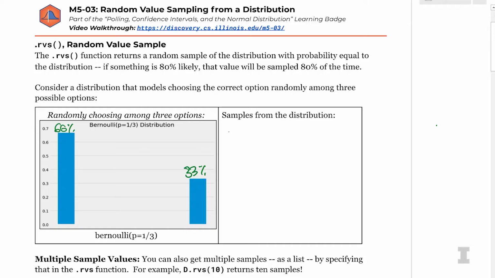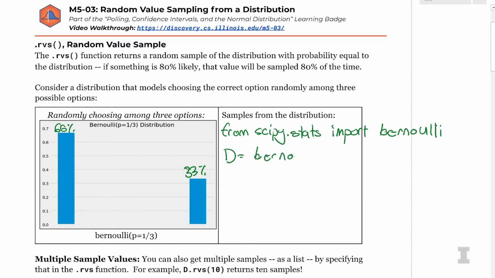So I'm going to go ahead and, from my scipy.stats library, import the Bernoulli distribution. So Bernoulli. And then I'm going to create a distribution of a Bernoulli. So I'm going to say D is equal to Bernoulli of P equals 1 divided by 3, or 1 out of 3 successes. So our success rate is 1/3.